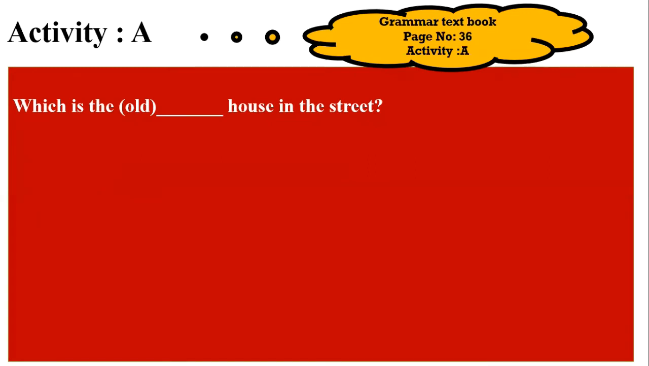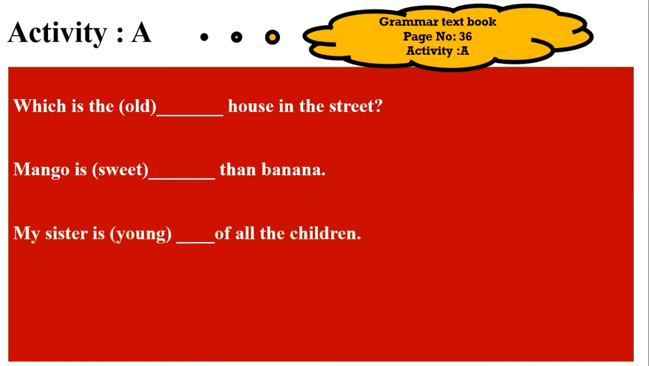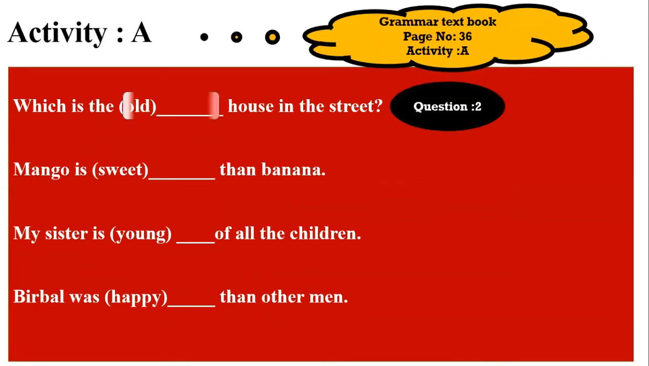Which is the dash house in the street? Next one, mango is dash than banana. Sweet is given in the bracket. My sister is dash of all the children. Birbal was dash than other men, and happy is given in the bracket. Okay, so this is question number 2.